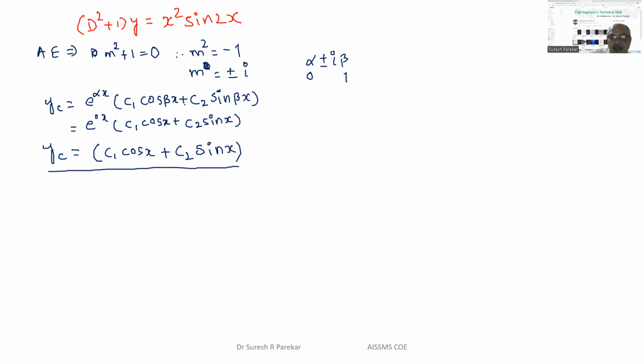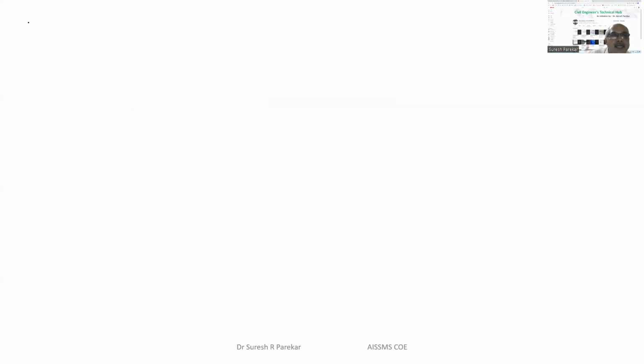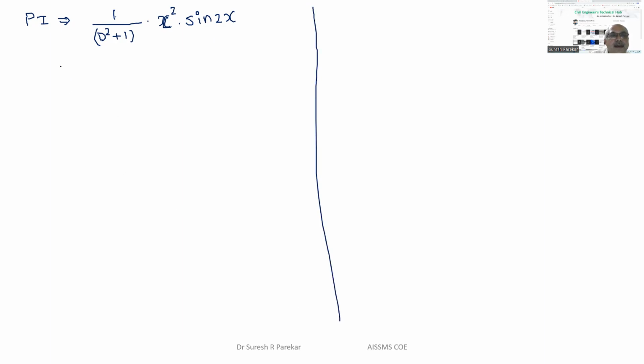Now we will go for the particular integral. So we have the particular integral as 1 upon (D square plus 1) into x square into sin 2x. Now sin 2x I can write, as we have just seen, as the imaginary part. So I will write 1 upon D square plus 1 into x square into the imaginary part of e to the power iax, a is 2, so e to the power i2x.